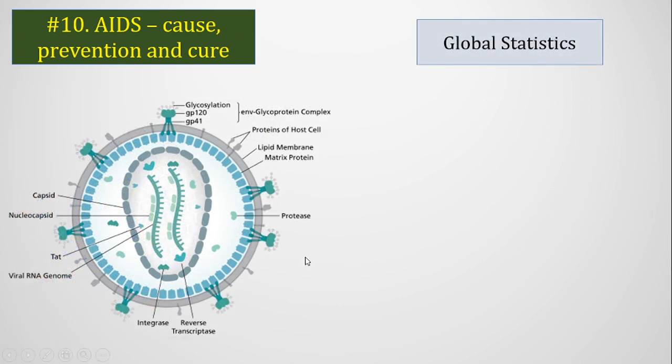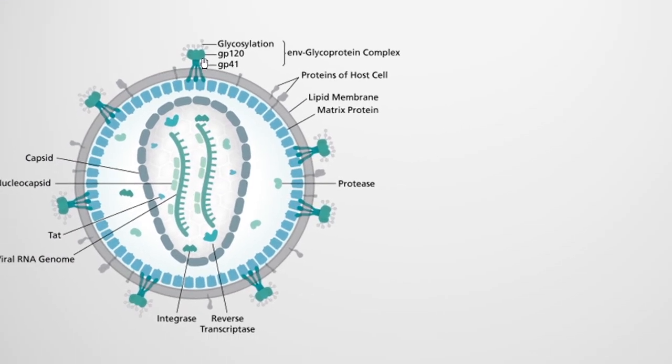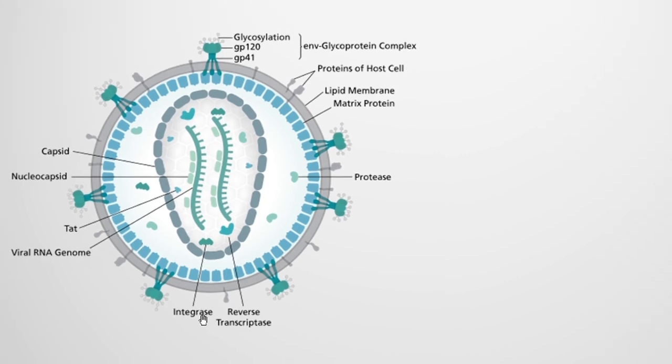That is a more animated one and easy to understand. We see the glycoprotein surface proteins over the envelope, and the RNA genome here, and it contains three enzymes called integrase, protease, and reverse transcriptase.